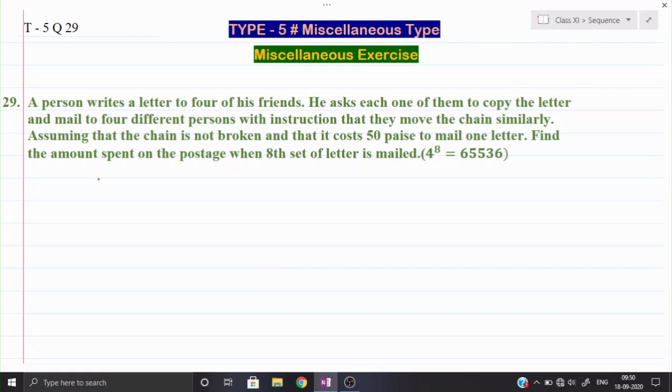So let's see how we can find this out. First of all, you see what the given sequence is. Here one thing you observe: the sequence will be a GP. I will show you how it is possible.